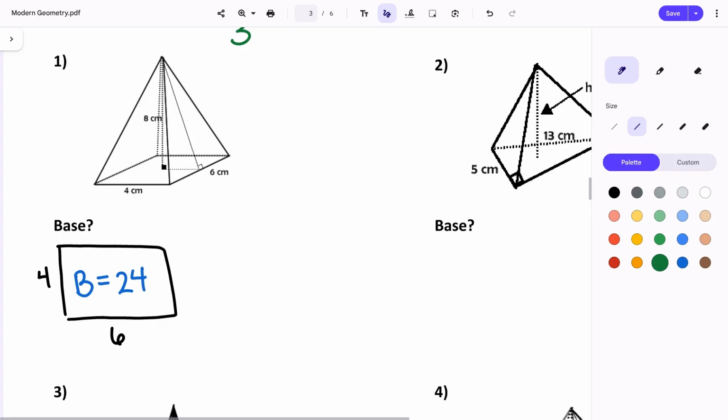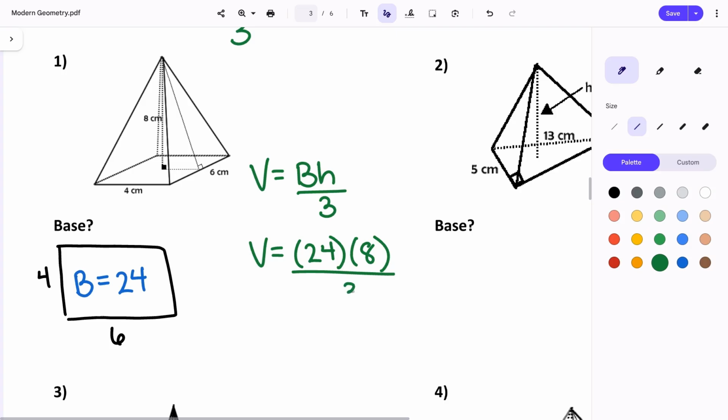Okay, we just talked that our volume formula looks like this. So now we can put in 24 for the capital B. What's the height of the pyramid? 8. And notice how it's on the inside. It's next to that dotted line that they have in there. That's the true height of the shape. And then we divide by 3.